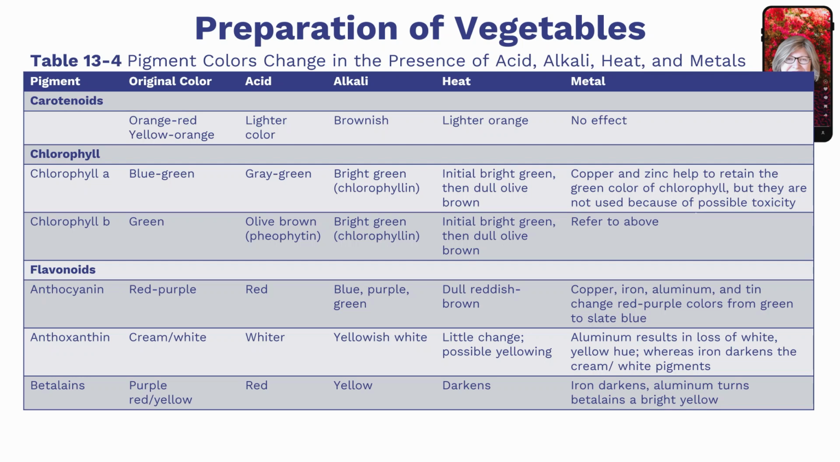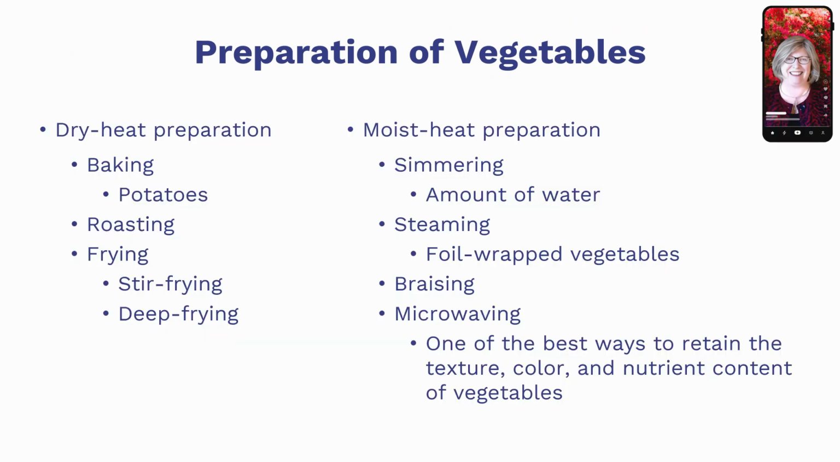Table 13-4 shows the pigment color change in the presence of acid, alkali, heat, and metals. Why are we talking about metal? Well, that's because of the pans that we use to prepare the food. Dry heat preparation would be baking, roasting, and frying. And moist heat preparation would be simmering, steaming, braising, and microwaving. And notice we don't have boiling. Each of these terms is defined in a prior lecture.